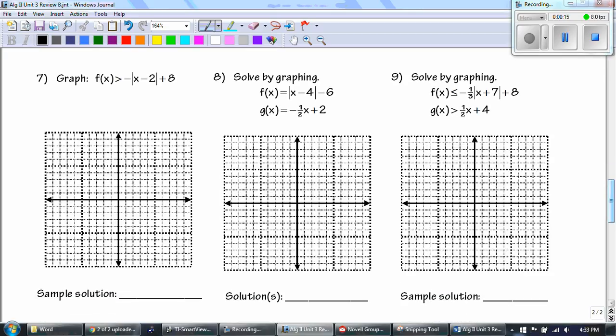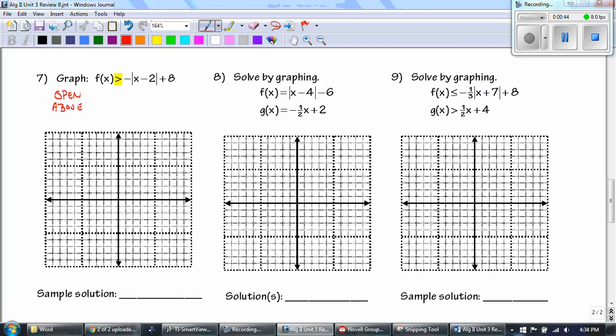All right, number 7. Graph f of x is greater than negative absolute value x minus 2 plus 8. Okay, so when we're graphing, the first thing that we need to do is take a look at that symbol. What's the symbol telling you to do? Well, it's greater than, which means it's going to be open, and we're going to need to shade above.